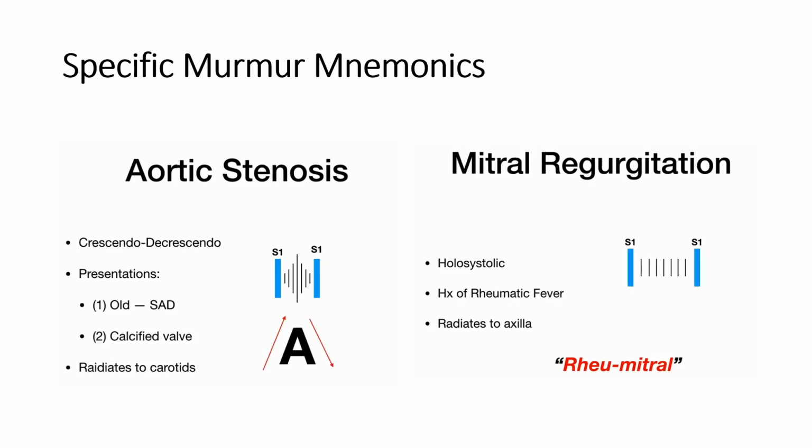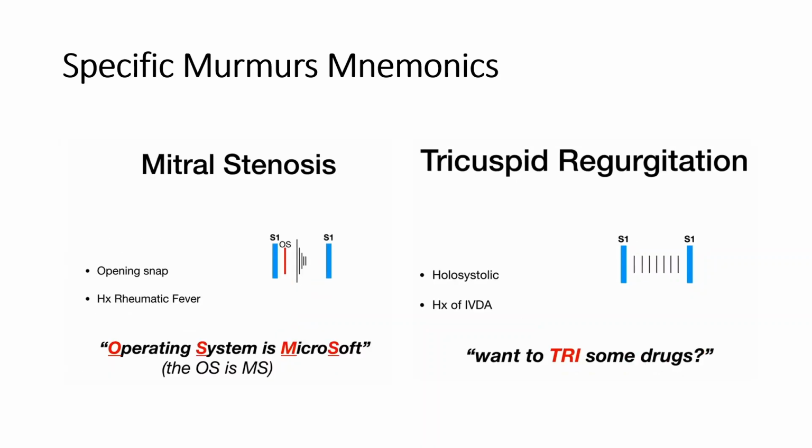In mitral regurgitation, very importantly, there is a history of rheumatic fever. In mitral regurgitation and in stenosis, rheumitral, that's the mnemonic here, and it radiates to the axilla. In mitral stenosis, we have an opening snap. Whereas in tricuspid regurgitation, it's common among intravenous drug users.